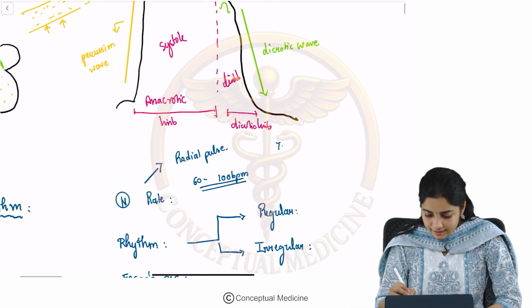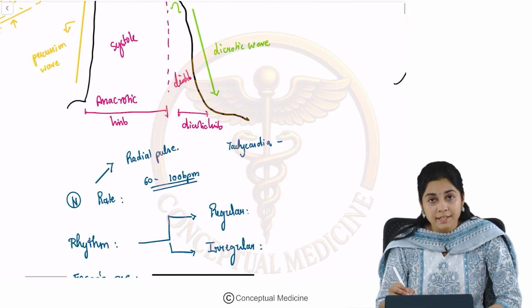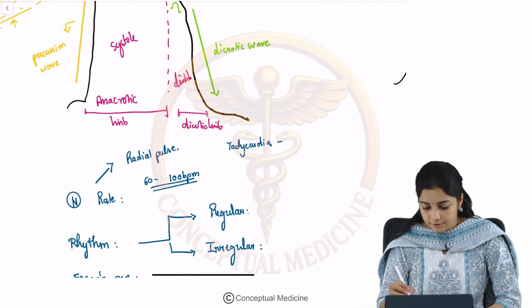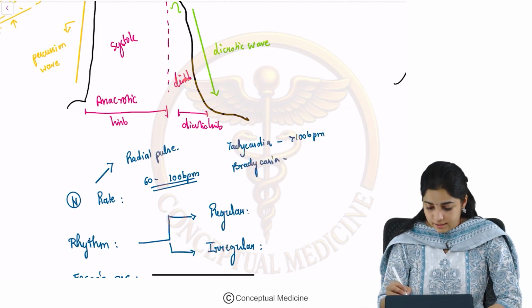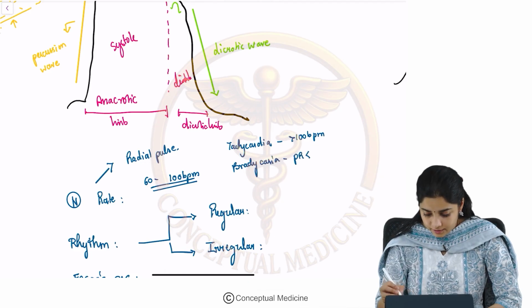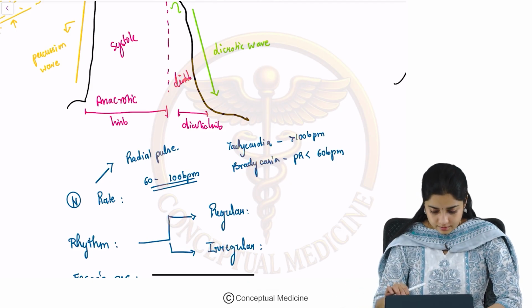So what is tachycardia? Tachycardia basically refers to a pulse rate of more than 100 beats per minute. What is bradycardia? Bradycardia is nothing but a pulse rate of less than 60 beats per minute. Okay, so we've understood what is a normal rate, right?